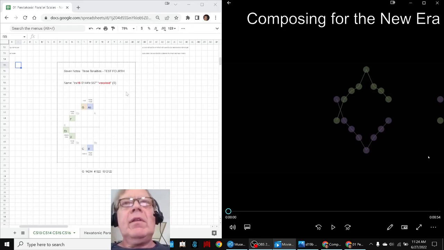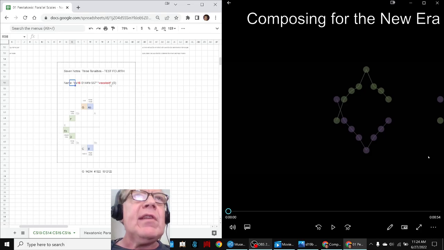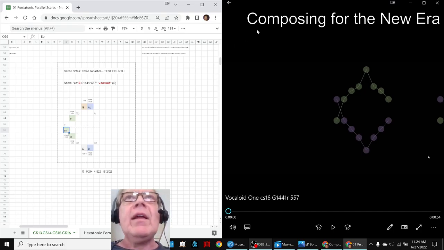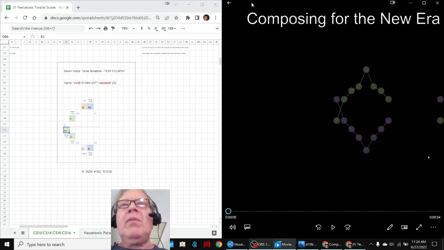Okay, let's start with this. On the left-hand side, we see test number 4, scale tonality, custom scale 16 of Vocaloid, which has the root, a neutral, a minor mode, a major mode, and 3 none notes. On the right-hand side, we see Vocaloid 1, which is composed using that tonality, and it sounds like this.